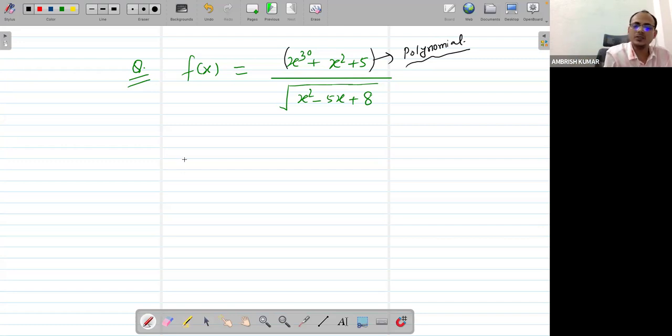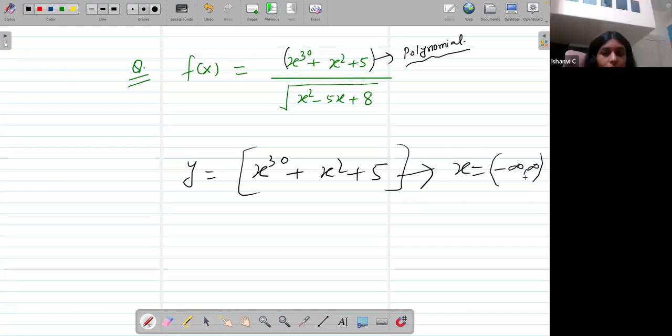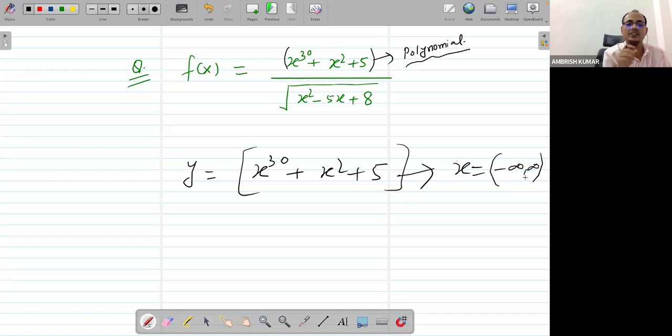So if I simply give you a separate question, y equals x power 30 plus x square plus 5, what is the domain for this? You will say, sir, this is a polynomial. It's always defined. So here the domain is simply going to be from negative infinity to positive infinity. So for polynomial kind of expressions, you have to do nothing. You don't have to bother about this. Here it could be anything from negative infinity to positive infinity.